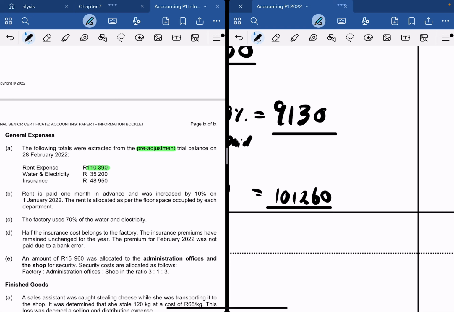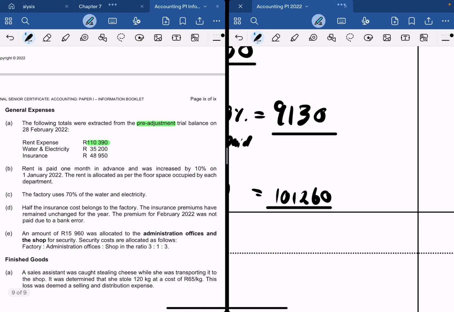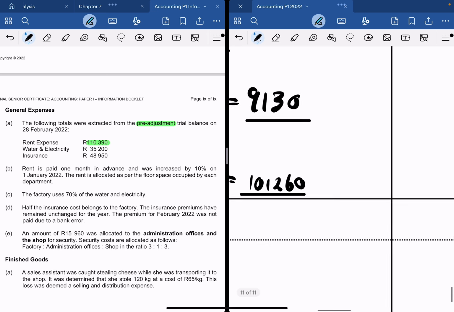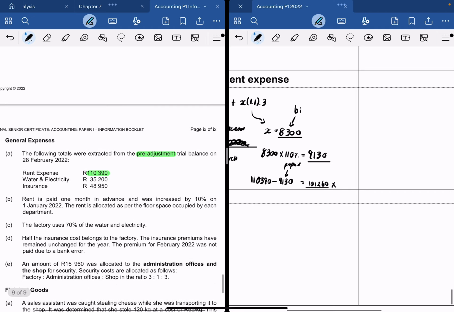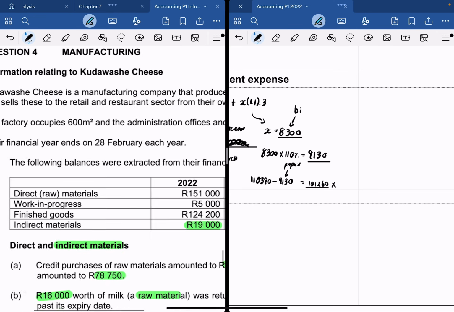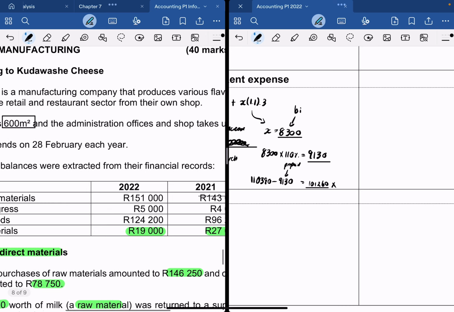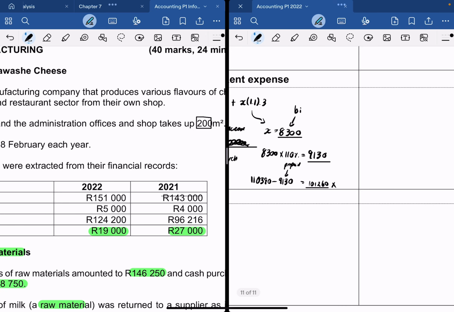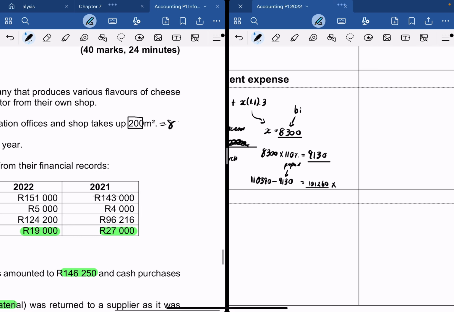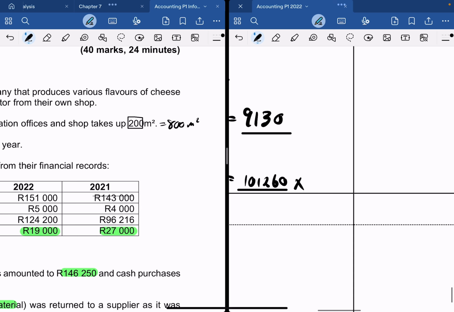Now that was quite a mission, but we're not done yet, because the question clearly says the rent is allocated as per floor space occupied by each department, right? So we want the factory. Remember, if we come back up here, factory takes up 600, admin takes up 200, which means total space is 800 meters squared. So to divide it, we want the expense for 600 meters squared, but we've got the expense for 800 meters squared. So that gets us to 74945.